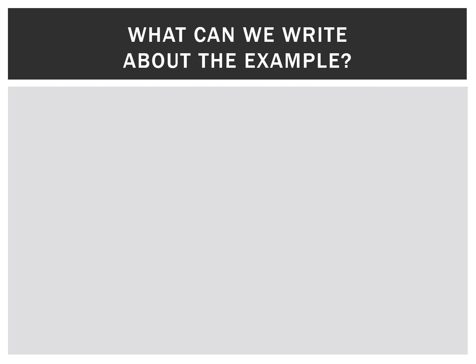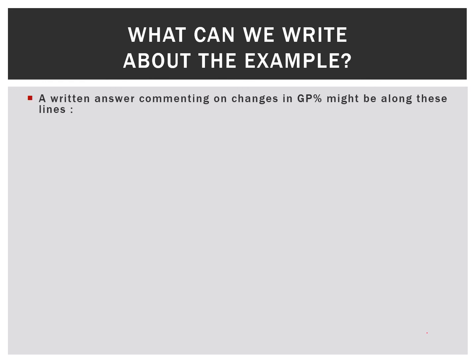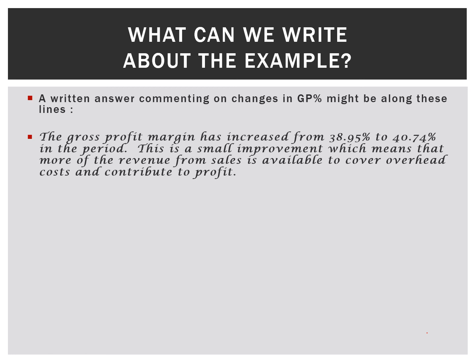So if we were writing about these ratios in the exam, what might we say about the example that we've just looked at? First of all, remember always to state what the changes are, and where relevant, the effect it's going to have on profitability. So here I'm saying that the gross profit margin's gone up from 38.95 to 40.74. Small improvement, which means that more of revenue from sales is available to cover overhead costs.